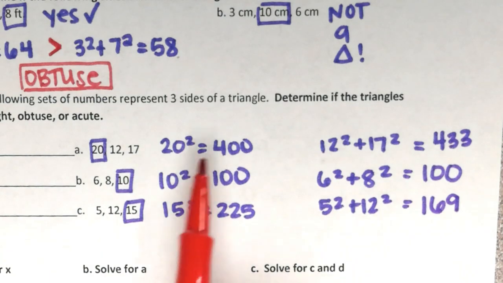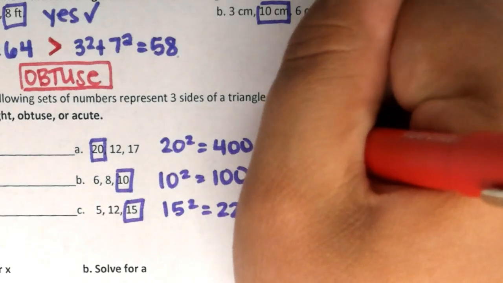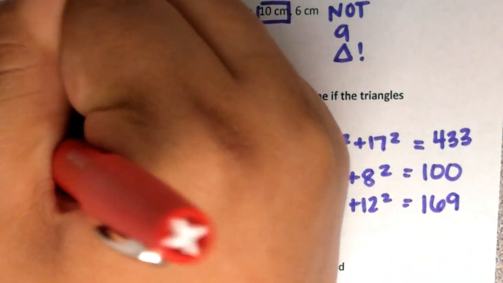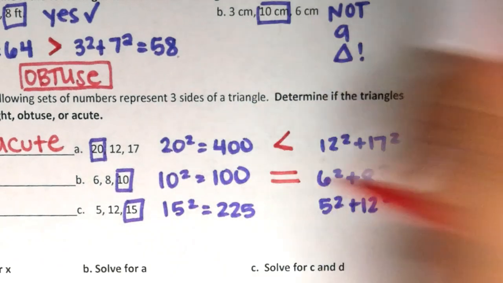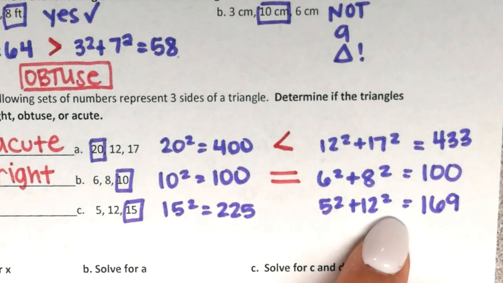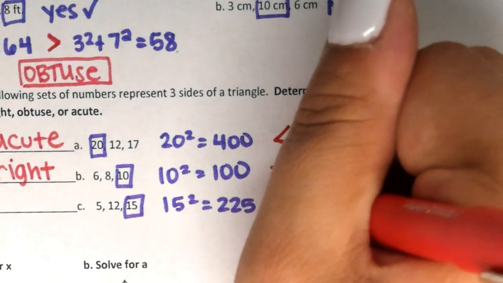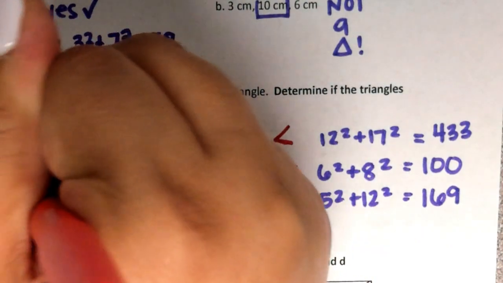And then compare. How does 400 compare to 433? It's smaller, so that means this is an acute. How does 100 compare to 100? Equal, so it's a right. And then how does 225 compare to 169? It is larger, so it's an obtuse.